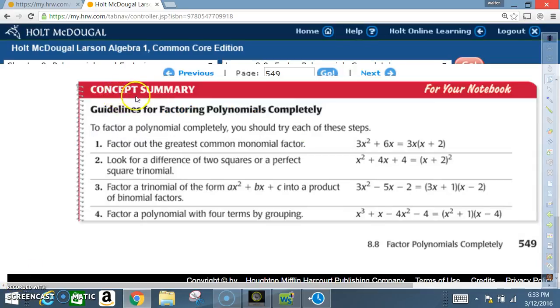All right, here is a concept summary of all the techniques that you have learned so far in Chapter 8. Make sure you read this on your own to be sure you're familiar with the techniques you should be using. Guidelines for factoring polynomials completely. To factor a polynomial completely, you should try each of these steps. 1. Factor out the greatest common binomial factor. 2. Look for a difference of two squares or a perfect square trinomial. 3. Factor a trinomial of the form ax squared plus bx plus c into a product of binomials. And 4. Factor a polynomial with four terms by grouping.